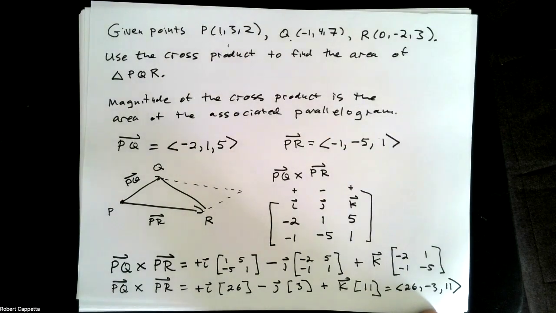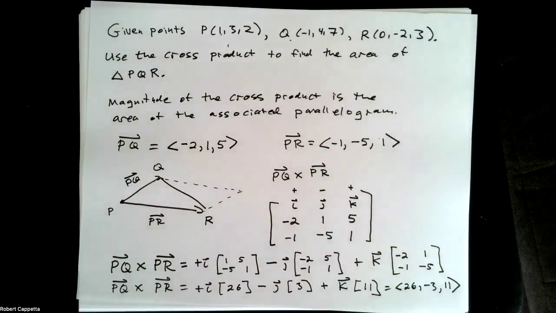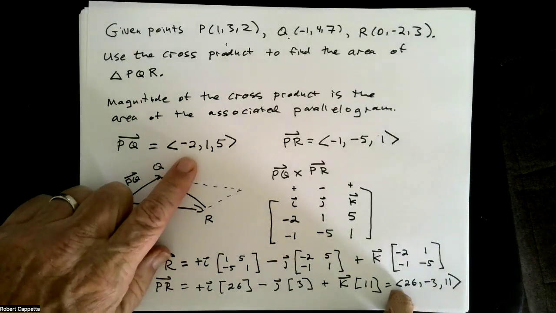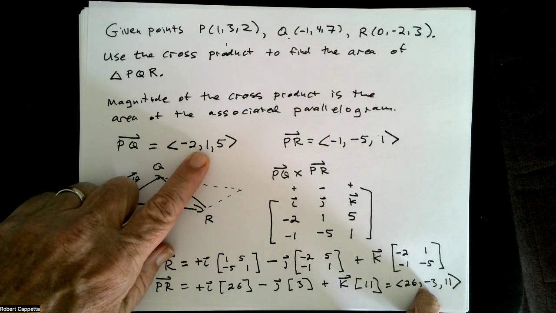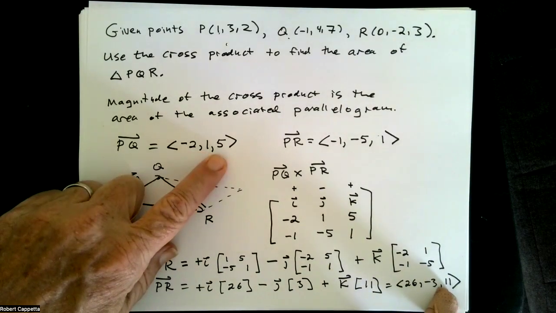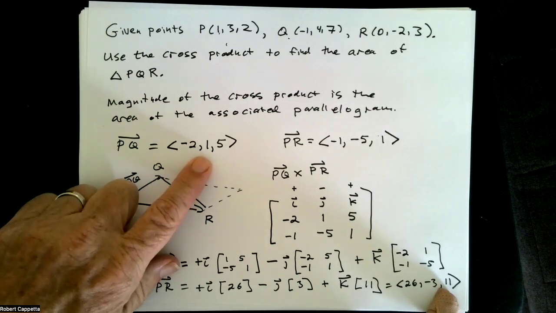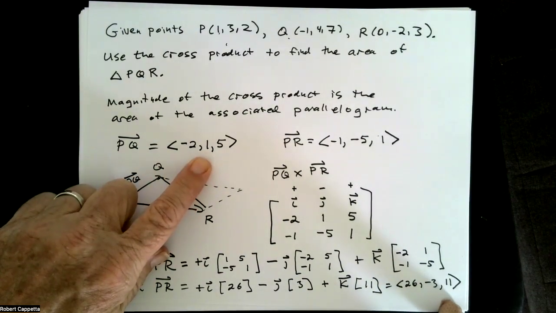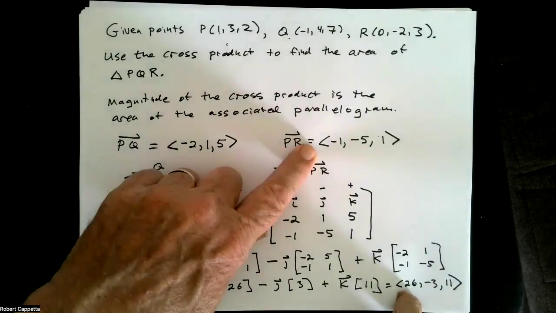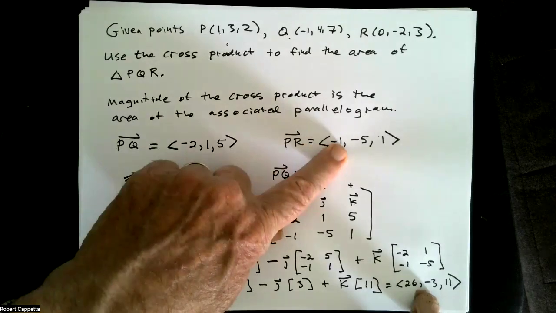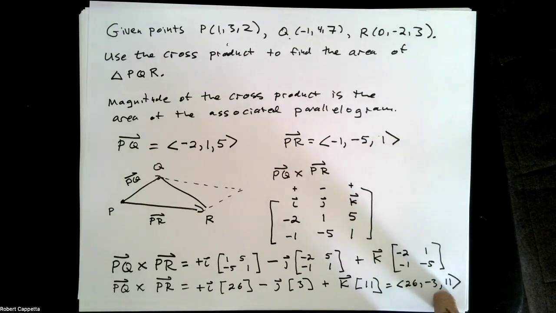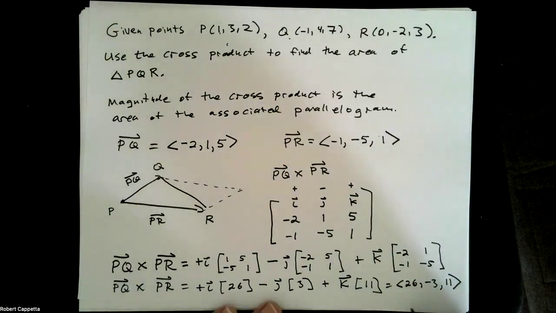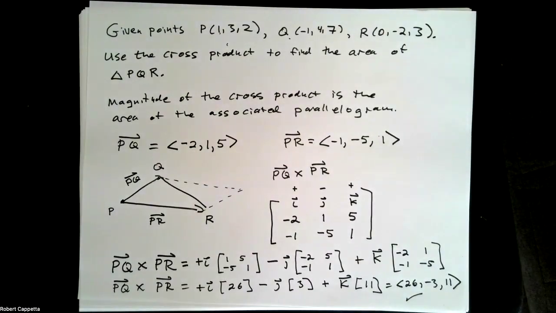And this vector should be orthogonal to both PQ and PR. We can quickly check. 26 times negative 2, negative 52. 1 times negative 3, negative 3, which would give me negative 55. 5 times 11, positive 55. Indeed, PQ is orthogonal to this. The dot product is 0. Checking here, negative 1 times 26, negative 26. Negative 5 times negative 3 is 15. 1 times 11 is 11. 15 and 11 is 26, minus 26 is 0. So check. I check to make sure that PQ cross PR is indeed orthogonal to both PQ and PR.